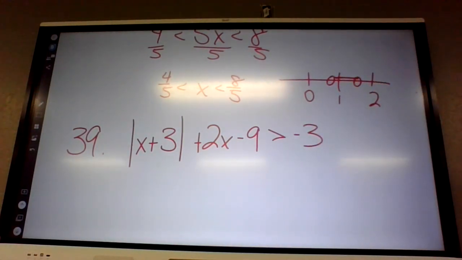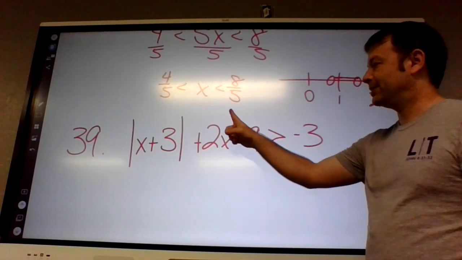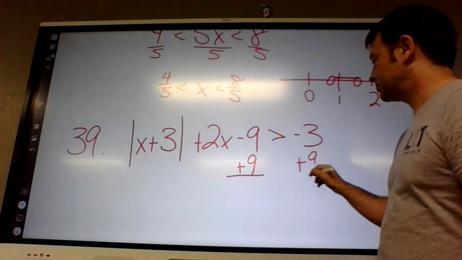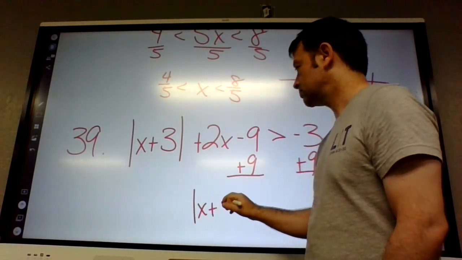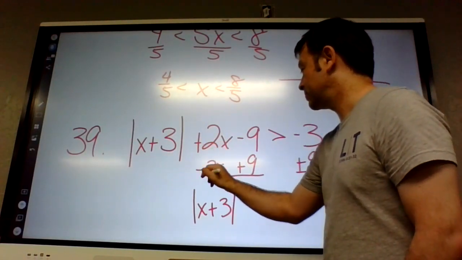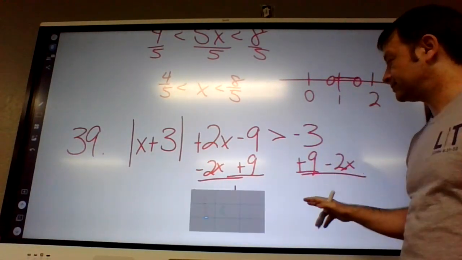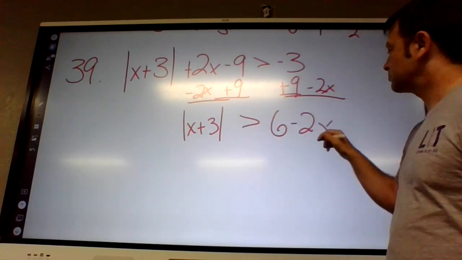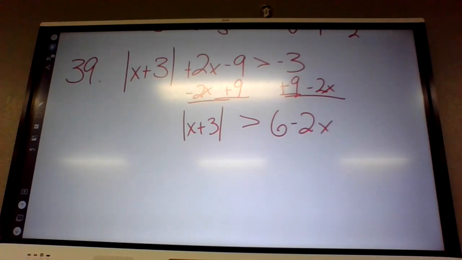You guys want to guess what we're going to do first? Not really anything different. Add 9 and subtract 2x. I'll just go ahead and put minus 2x on the same line. There we go. Then subtract 9. Nope. Okay, don't subtract. We're ready to set it up now.